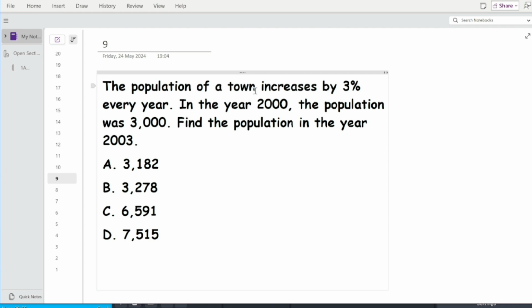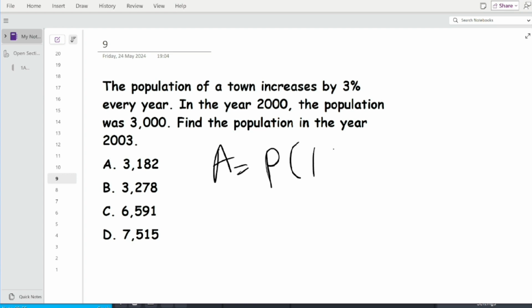There's a short method, a shortcut to doing this. There's a constant increase by 3%. Then you can apply the compound interest formula: A equals P into bracket 1 plus R close bracket to the power of T. In this case, our A is the population in the year 2003. That's 3 years after that.